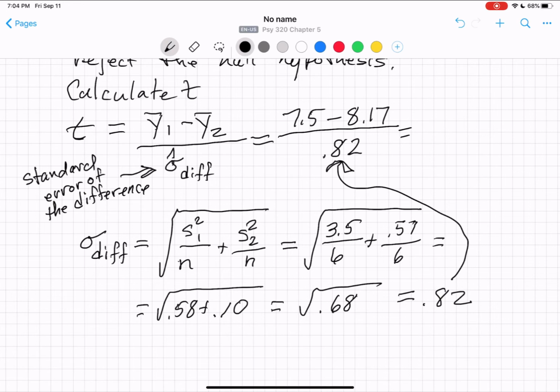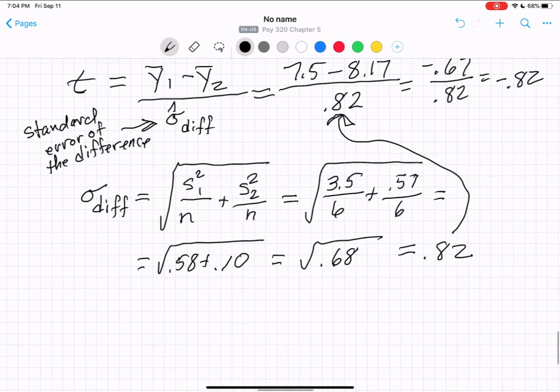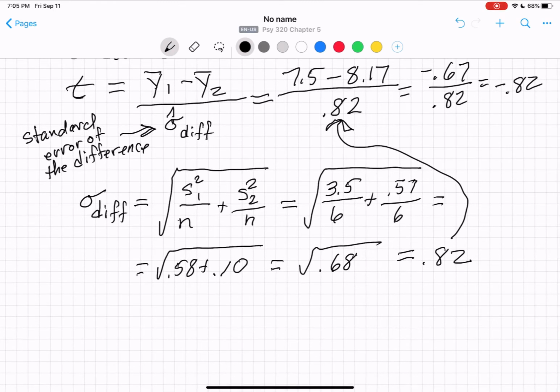You're going to see this is how you can end up with a negative t-value, because our second mean is bigger than our first mean. And so this comes out to be negative 0.67 divided by 0.82. And we do our division and we get negative 0.82. Okay, so that's our t-value. All right, and I told you I would check, but I'm going to write our decision and conclusion first, and then we'll check.